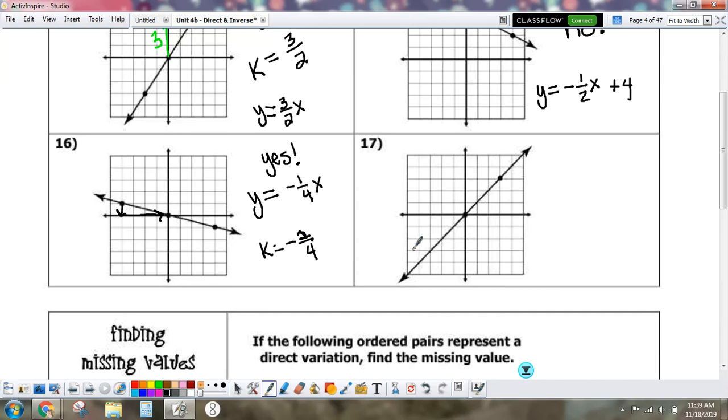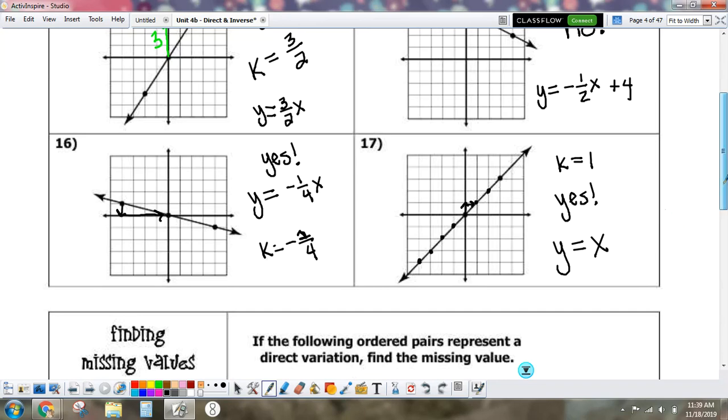Okay. And then the last one, it again goes through the origin and it hits every point here, even though these are not technically already on the line, like drawn in. These do all hit, so it goes up 1 and then to the right 1, up 1 to the right 1, up 1 to the right 1. So my constant here is 1. And yes, this is a direct variation. This is the parent function, y equals x.